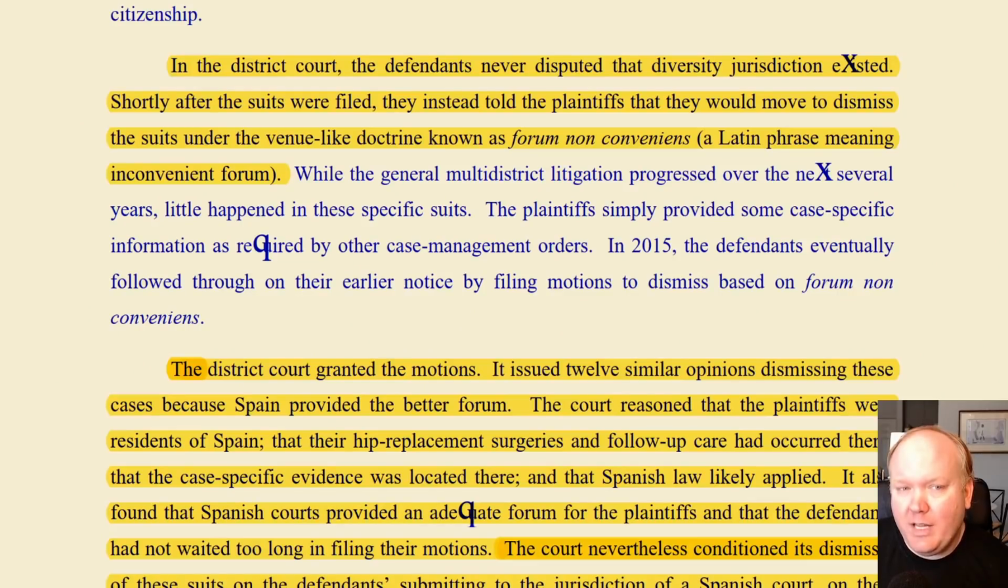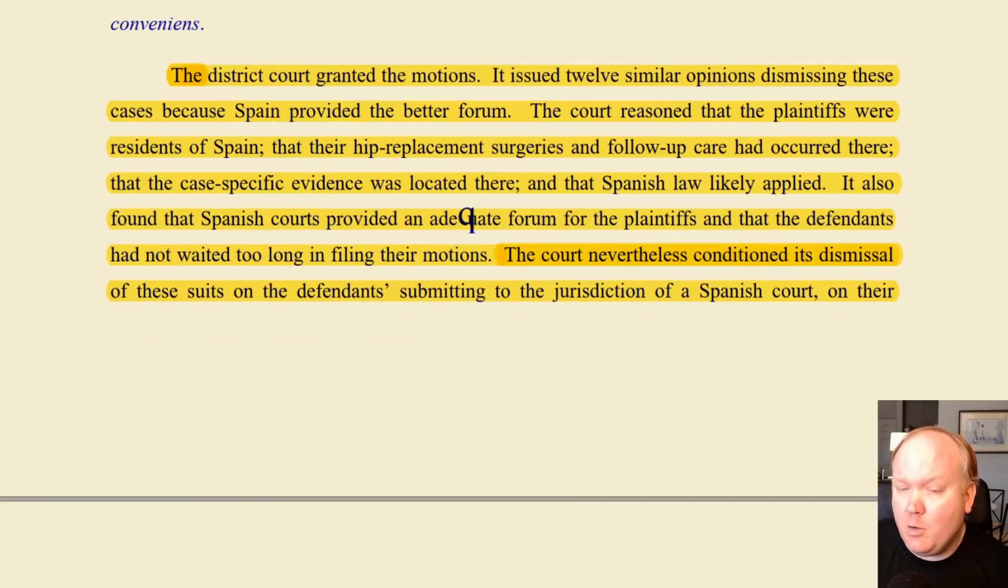We are in this case because we have people of different states and $75,000 of value or more. Well, more than $75,000 is the way the statute's written. So, yeah. Okay. Shortly after the suits were filed, defendants moved to dismiss the suits under the venue doctrine known as forum non conveniens, a Latin phrase meaning inconvenient forum. The district court granted the motion. It issued 12 similar opinions dismissing these cases because Spain is a better forum.